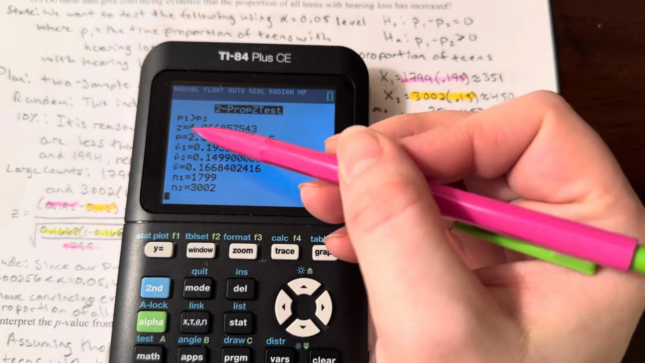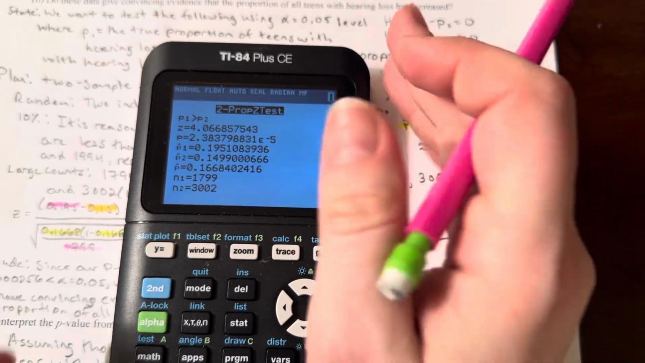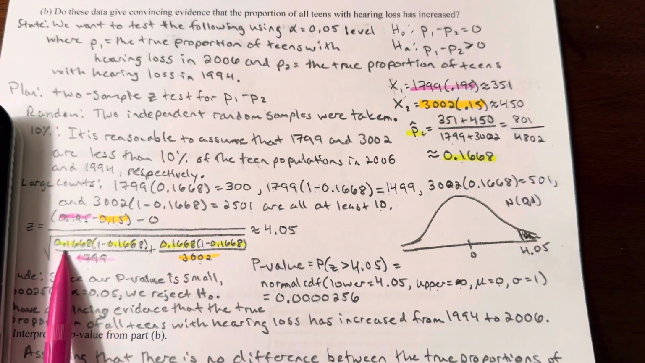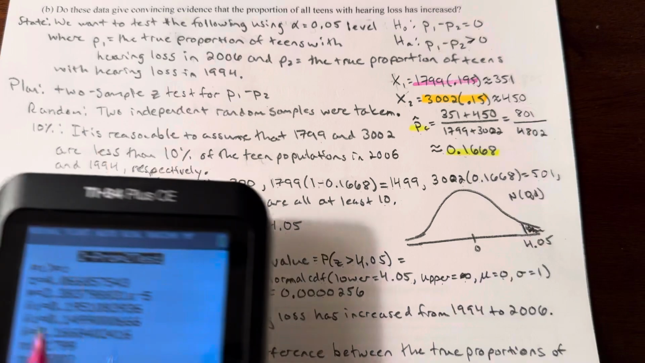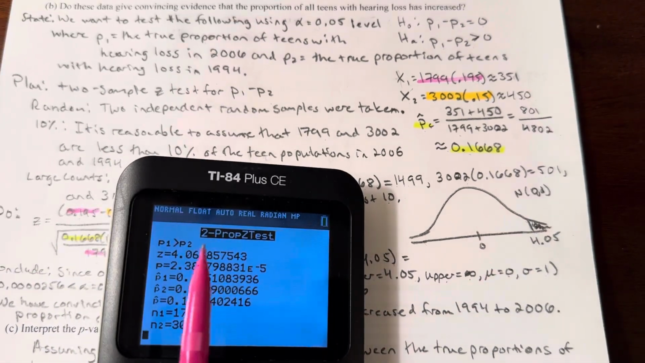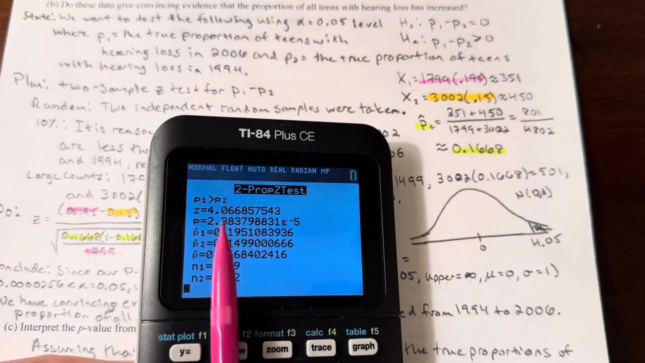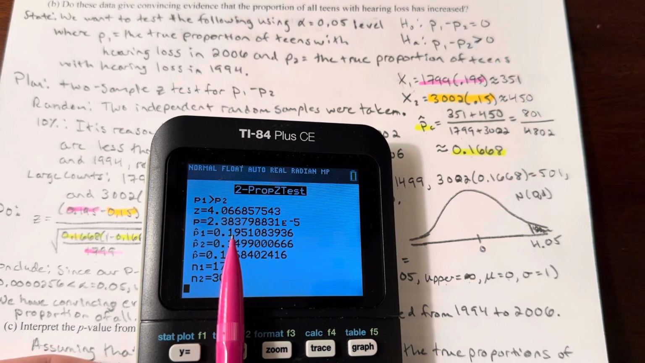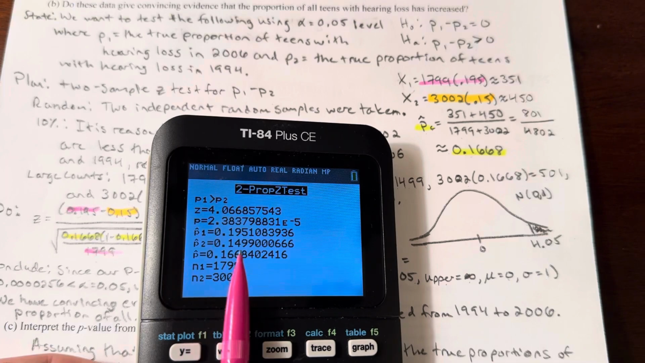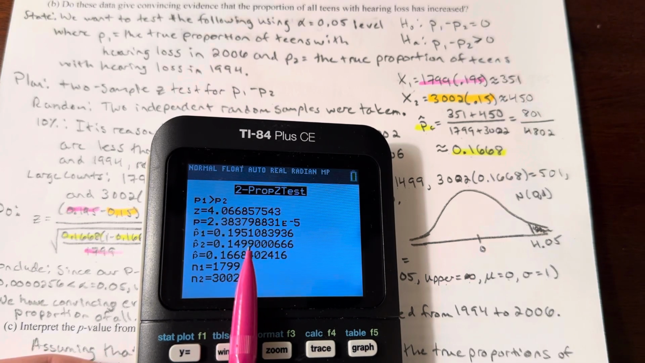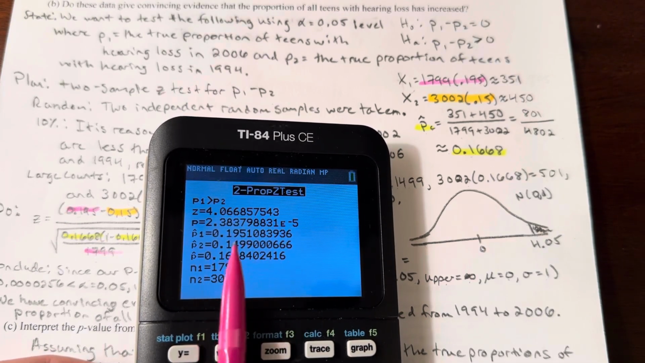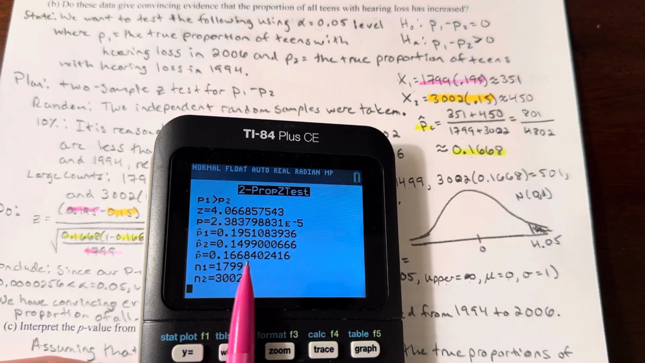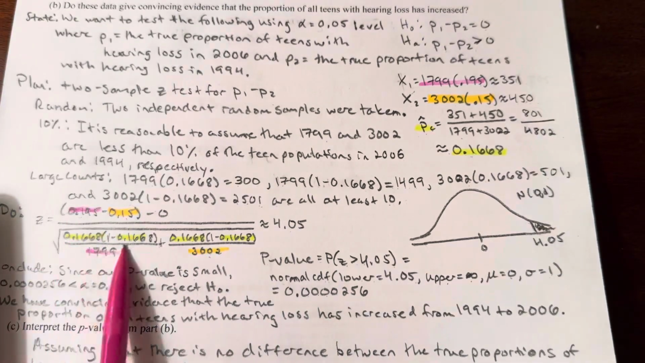All right, so my z-score is approximately 4.067, and that's because I was approximating this p hat sub c value, which means that this ended up actually being just a little bit larger. Now notice that this is still a very small p-value, and our first proportion was about 0.195, our second proportion about 0.1499, so these would round to the correct values. And p hat here is our p hat sub c. Notice that it matches what I'm using here.